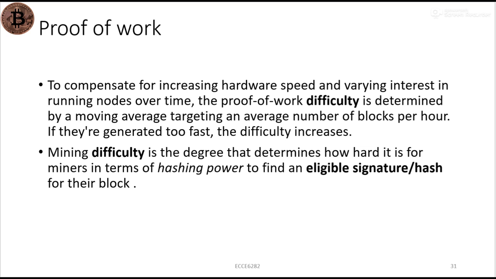This is what the person who invented Bitcoin doesn't want. They want the proof of work difficulty to remain consistent. So to compensate for increasing hardware speed and more nodes being added to the network, the proof of work difficulty is determined by a moving average target. It's not a fixed value; it always changes as per the number of nodes participating in the network and their processing power.